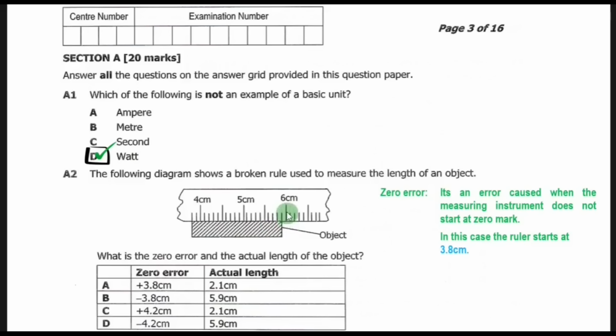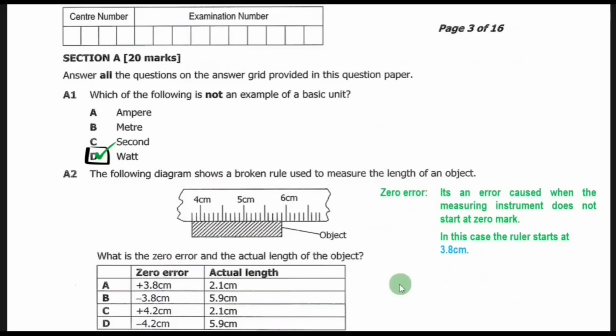So you see now where our instrument is starting from on this line, it is almost like which line? This one here. So this line is a 4.8. So this line will be 3.8 because 3 is this side. So this is our zero error for this broken rule. All right. So then the question is saying what is the zero error and the actual length of the object.